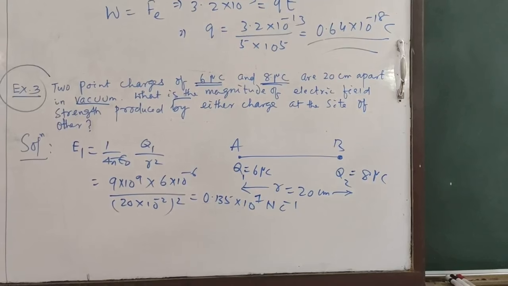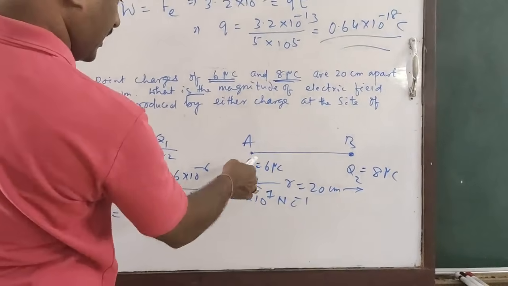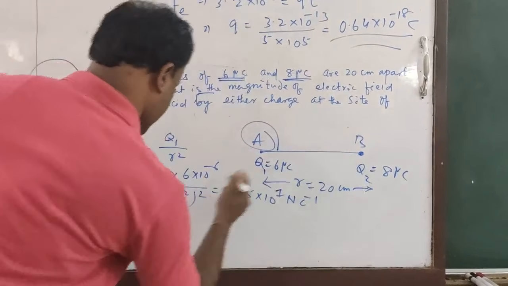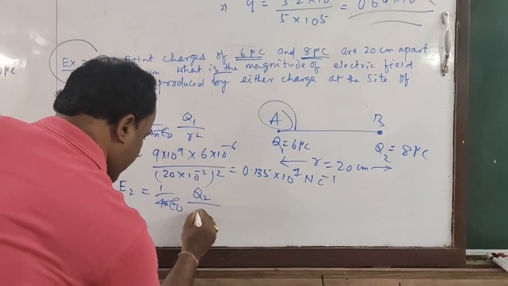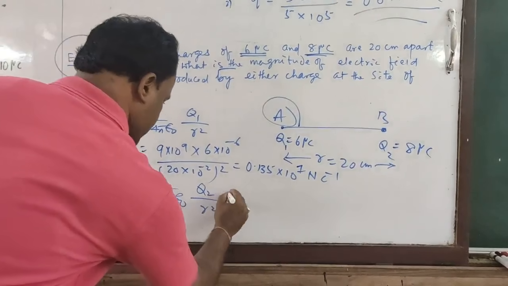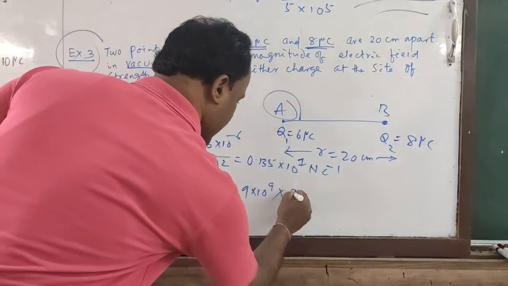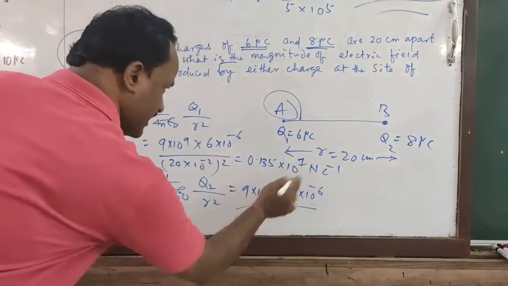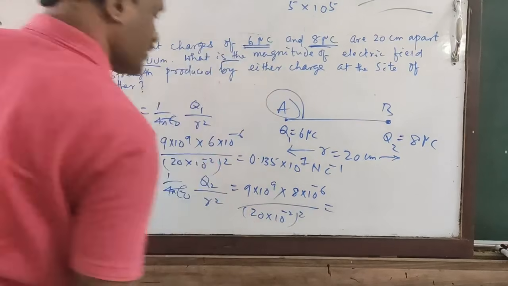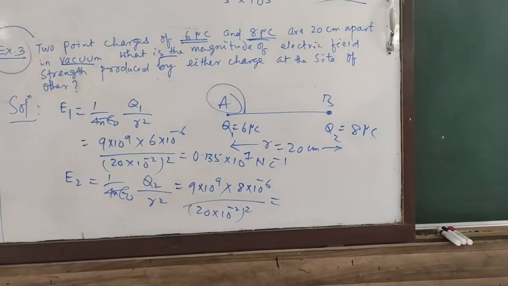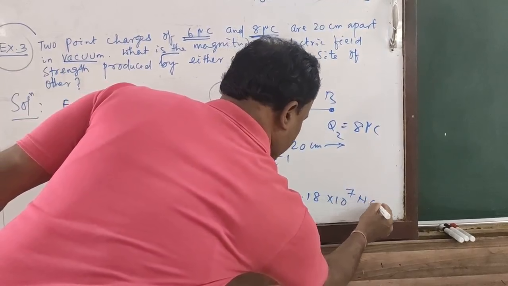In a similar way, we determine the electric field strength at point A due to Q2 charge. It is 1/4πε0 Q2 divided by R square. Clear? It is 9 × 10⁹ multiplied by Q2, which is 8 microcoulomb, divided by distance (20 × 10⁻²) square. Solving this, we will find 0.18 × 10⁻⁷ Newton per coulomb.